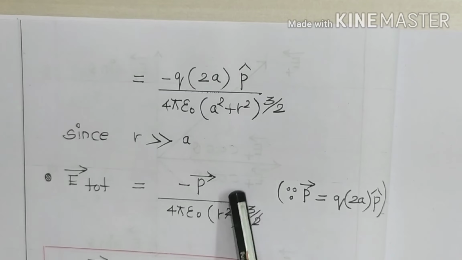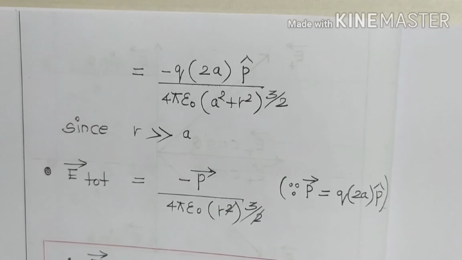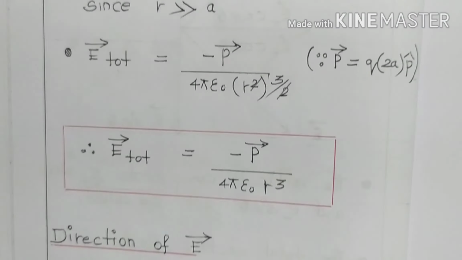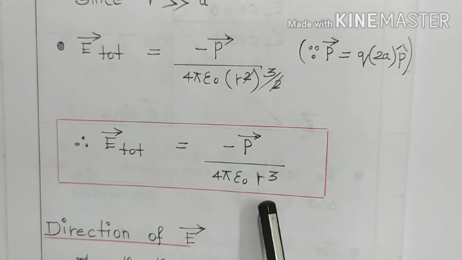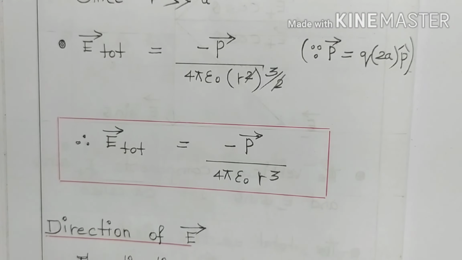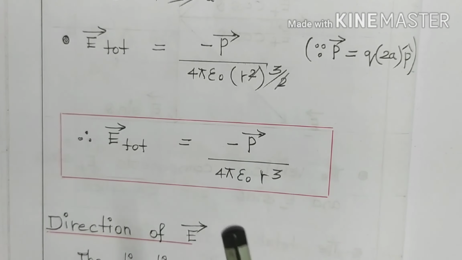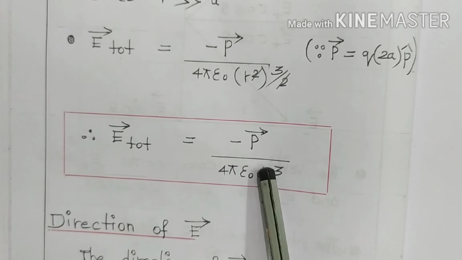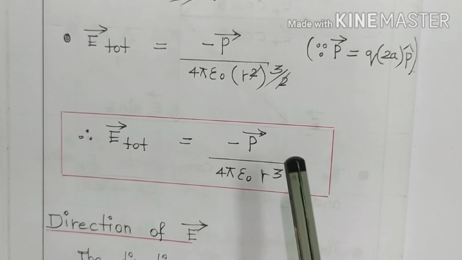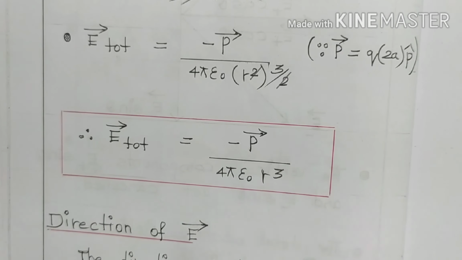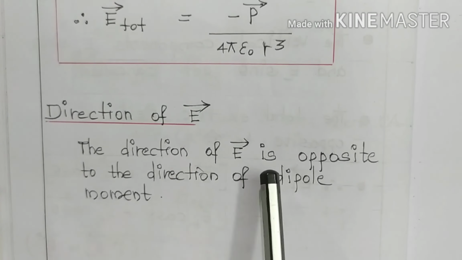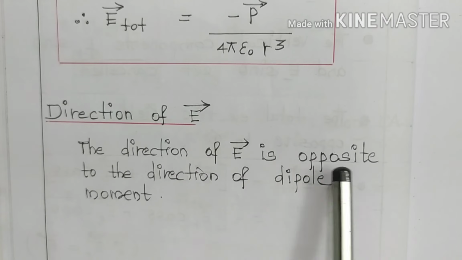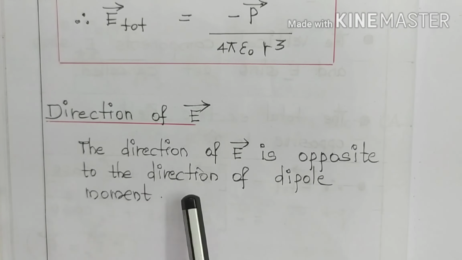Here this 2 and 2 will get cancelled. So E total is equal to minus P vector by 4 pi epsilon naught R to the power of 3, in other words R cube. This is the final expression for electric field at a point on the equatorial plane of a dipole. Now we need to write the direction. The direction of electric field E vector is opposite to the direction of dipole moment.